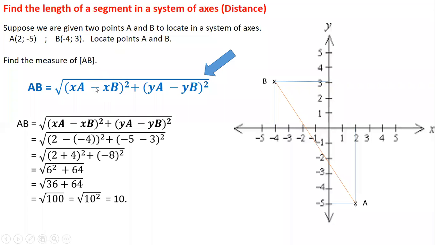So this is the rule that you should memorize to know how to measure any segment in a system of axes. Of course, it's not always A and B; the name of the points might change. Suppose I have M and N. So I say XM minus XN squared plus YM minus YN, all of it squared. I change the name of the points according to the name of the segment I'm calculating its measure. So this is how we calculate the measure of a segment in a system of axes.